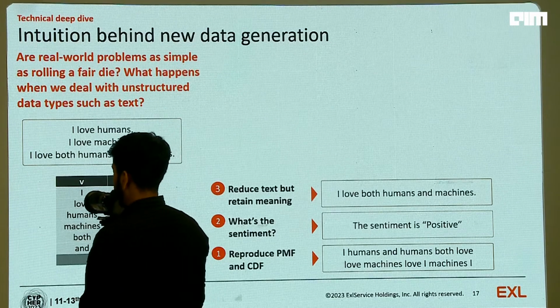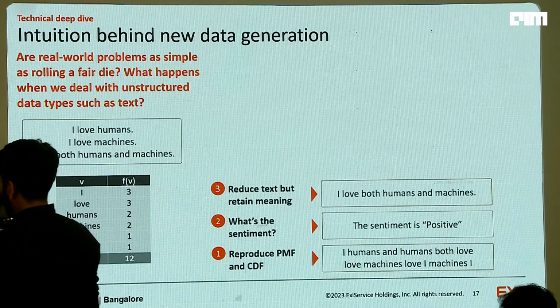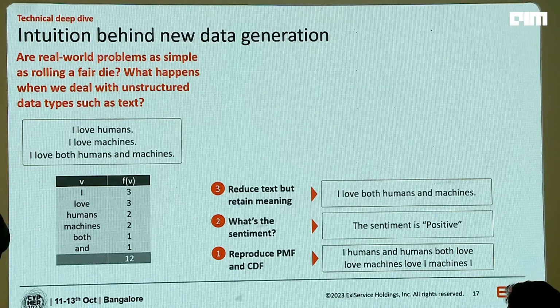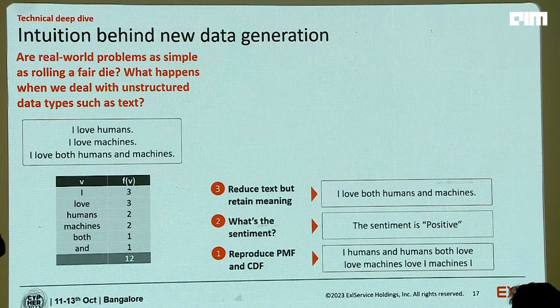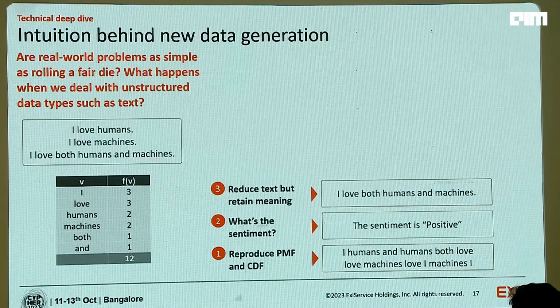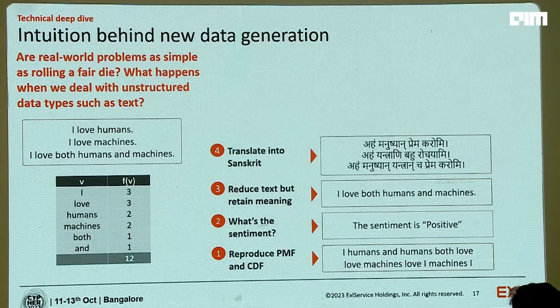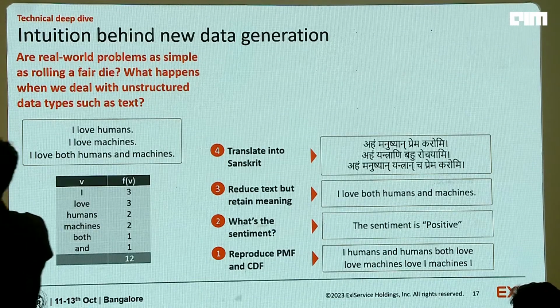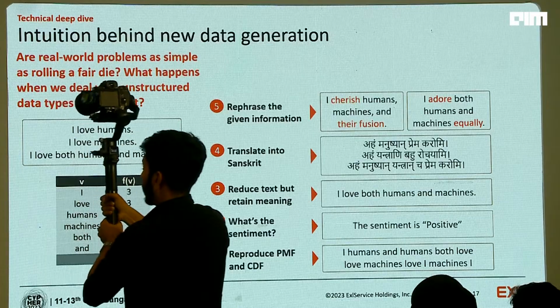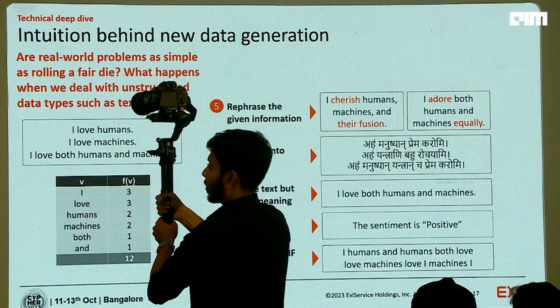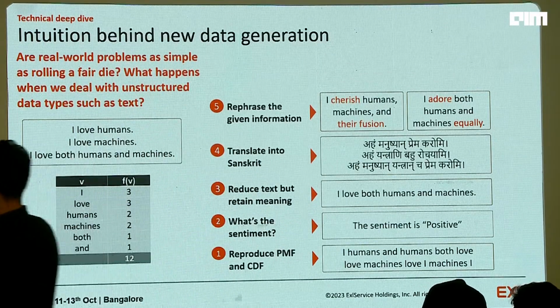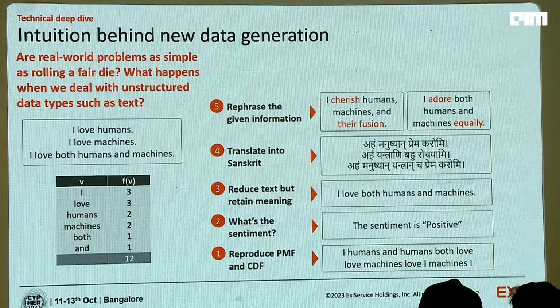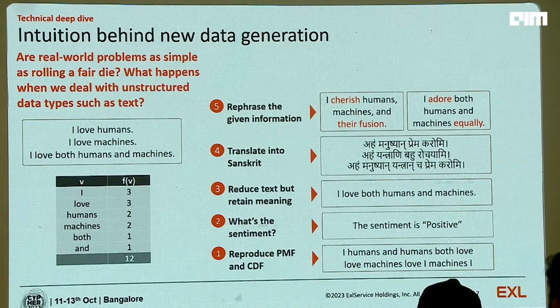But what if I say reduce the text but retain the meaning? Then it is going to remove the redundant information and only focus on the meaning of it. And that's why it has just retained the 3rd sentence here. If I say translate into some other language, it's able to do that. If I say rephrase the given information, it becomes even more interesting. The words that were not even provided as input are getting popped up here. I see cherish, fusion, adore, equally.